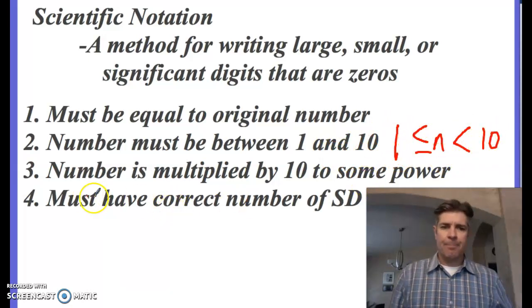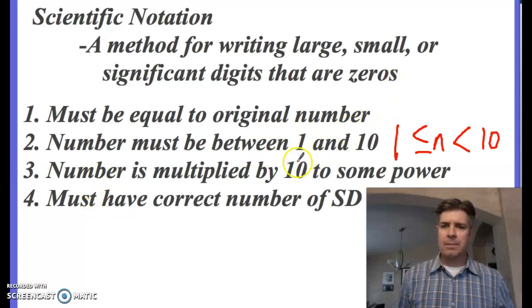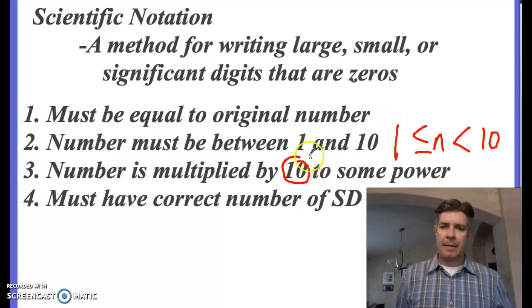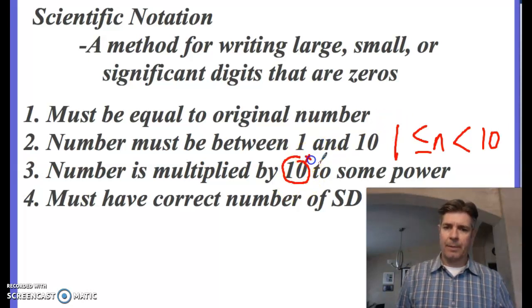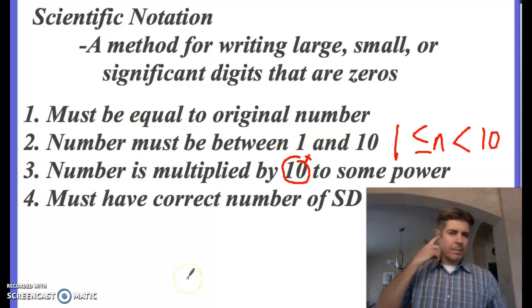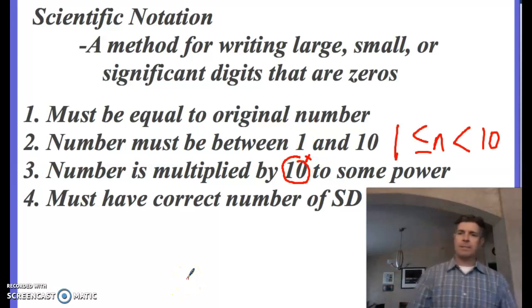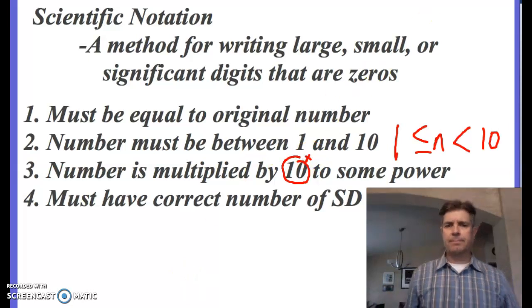Okay. The third rule here is that you take this number and you multiply it by 10 to some exponent. It's always going to have times 10, and there's always going to be a power up here. And then of course it has to have the correct number of significant digits. Alrighty. So here's some examples.